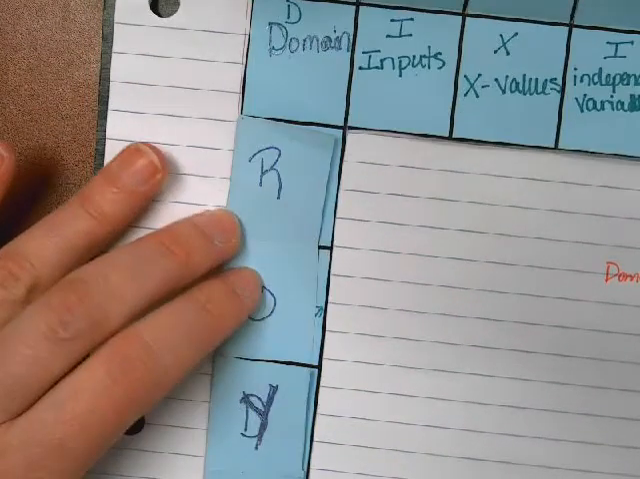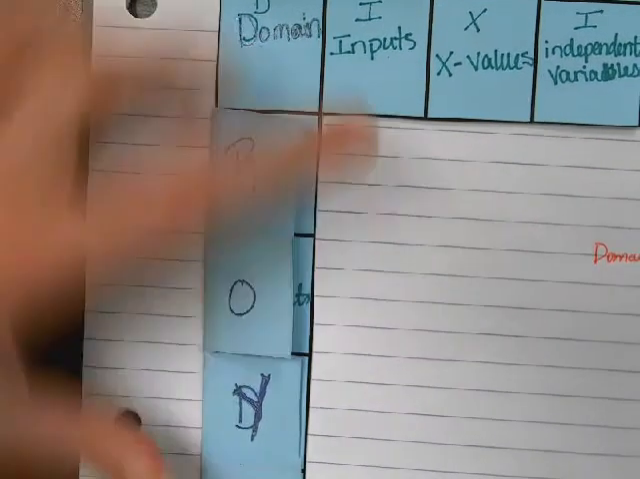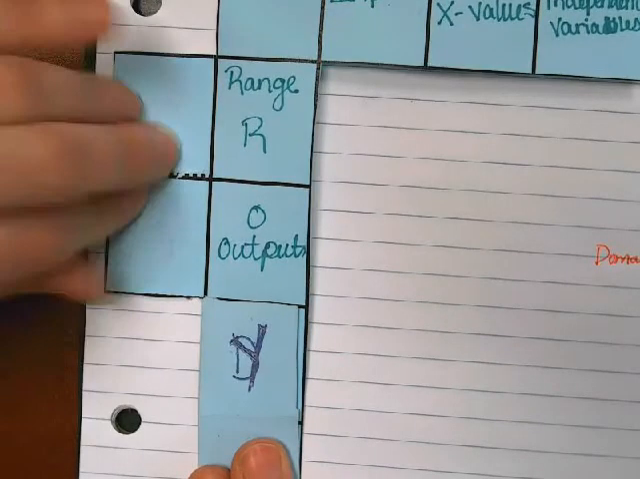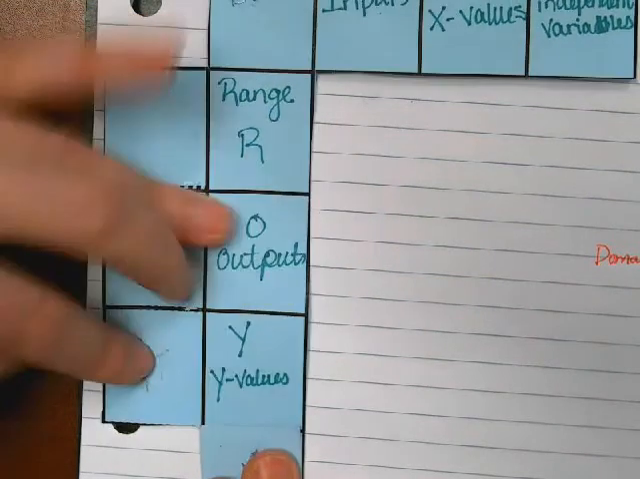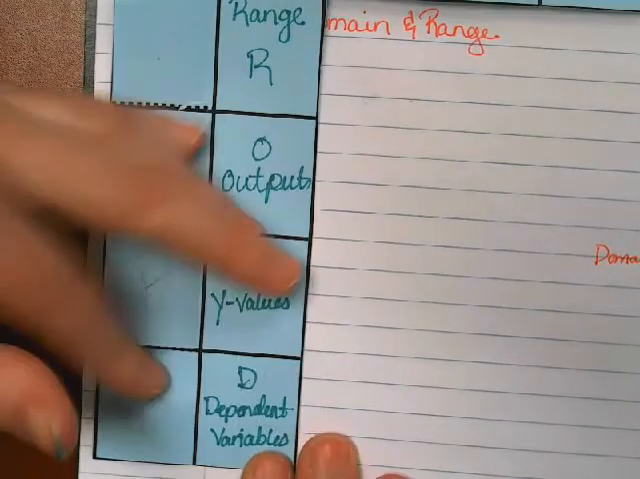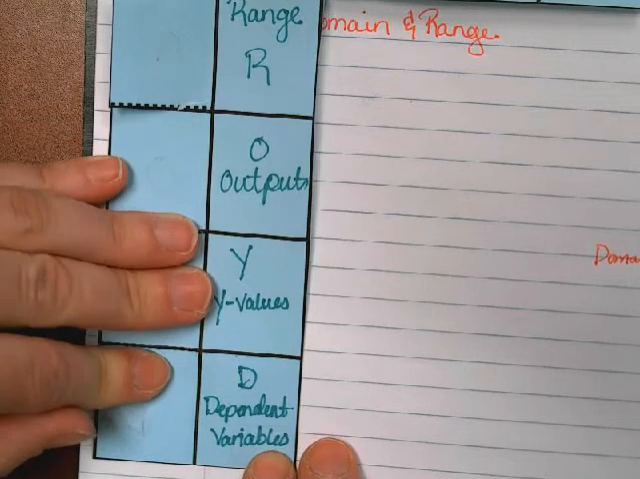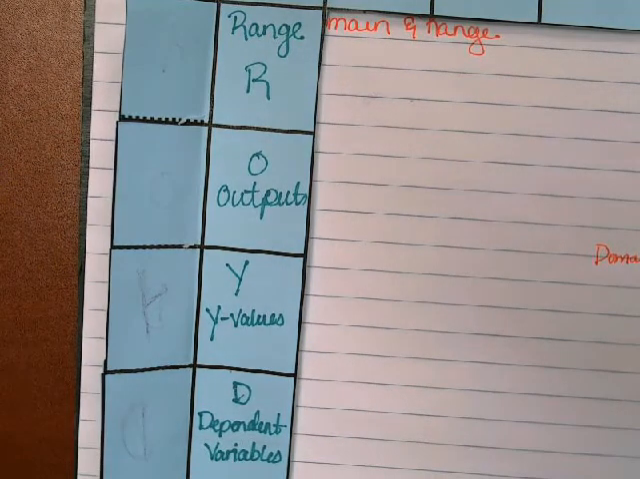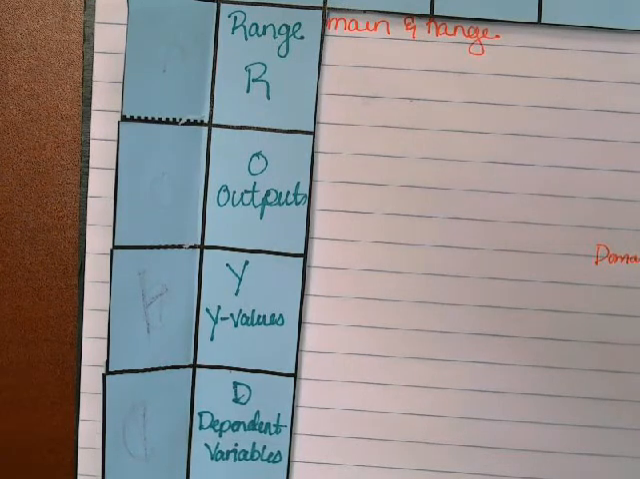So what do you think ROYD stands for? Range. Range is the outputs. It's also the y values and the dependent variables. So range is the output, the y values, or the dependent variables. When I put an x value in, how many y values should I get out? Only one. Each x value has only one y value. The set of all x values I could put in, that's called the domain.